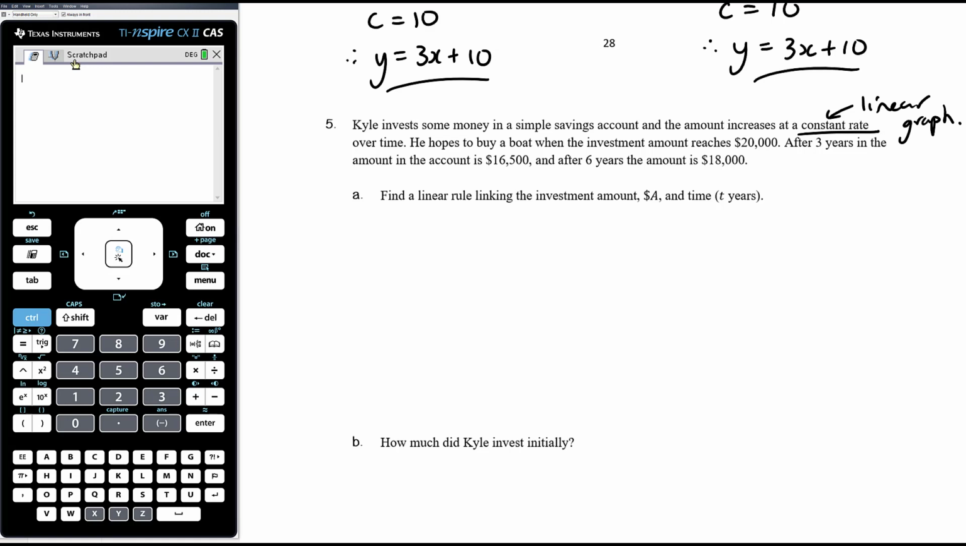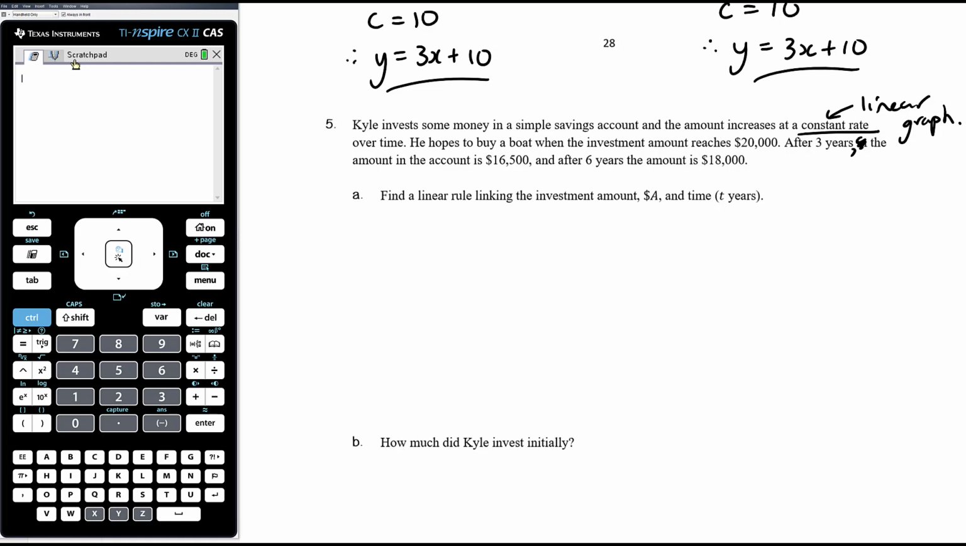Kyle hopes to buy a boat when the investment amount reaches $20,000. After 3 years in the account, the amount is, it's not a very good sentence, is it? After 3 years, there just shouldn't be an in there. After 3 years, the amount in the account is $16,500. After 6 years, the amount is $18,000. Find a linear rule linking the investment amount and the time in years.